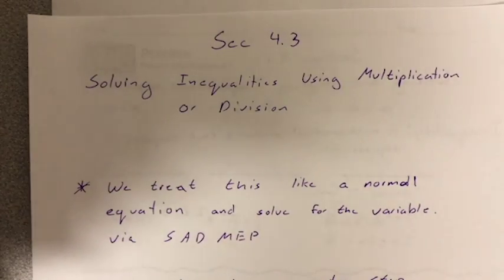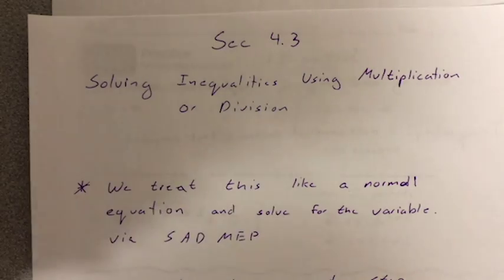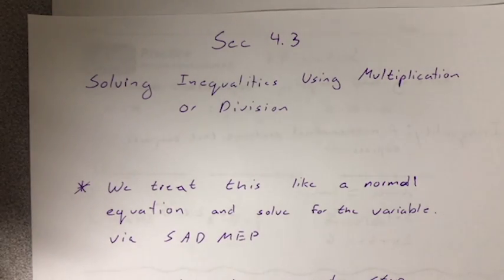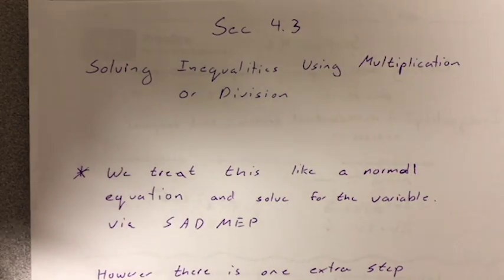All right, this is section 4.3, solving inequalities using multiplication or division. We're going to treat this just like we normally treat a normal equation, and we're going to solve for the variable just like we did last time via SADMAP. However, there is one extra step.